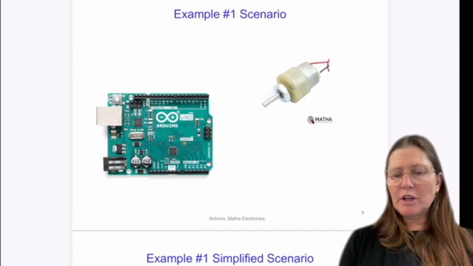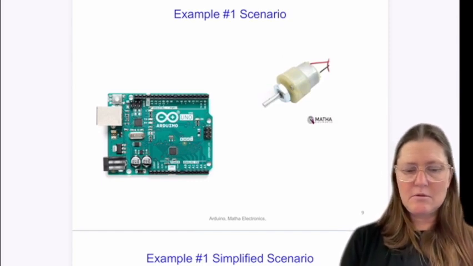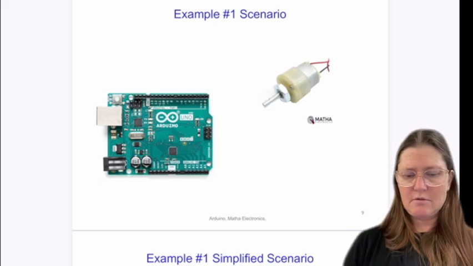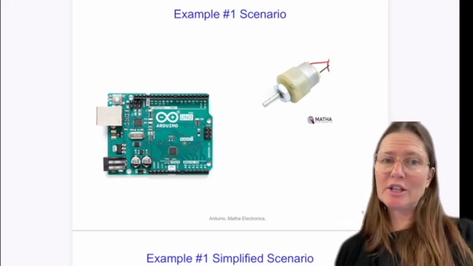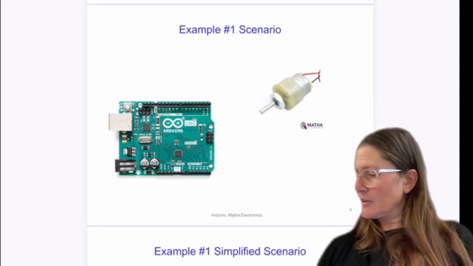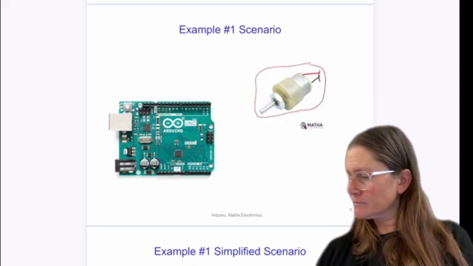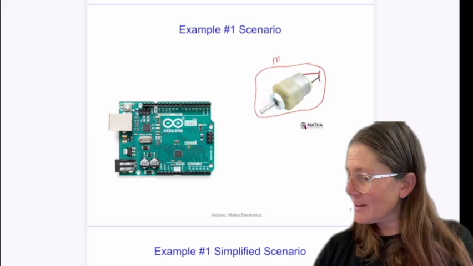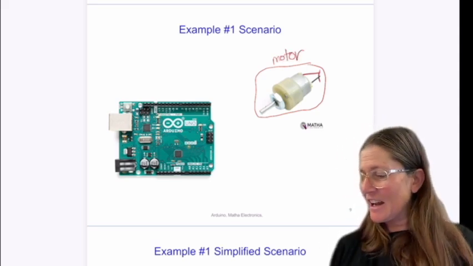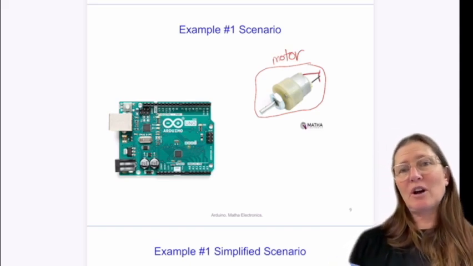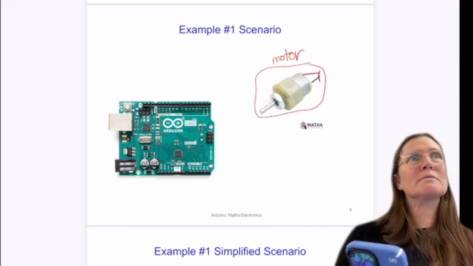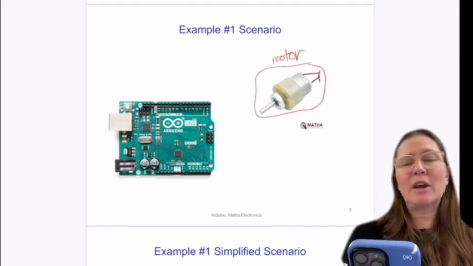All right, so looking at where you may use a BJT. So for you guys, this is a motor. Okay. And an Arduino board. And so a lot of times you want to hook up the motor to an Arduino and make it run and do something.